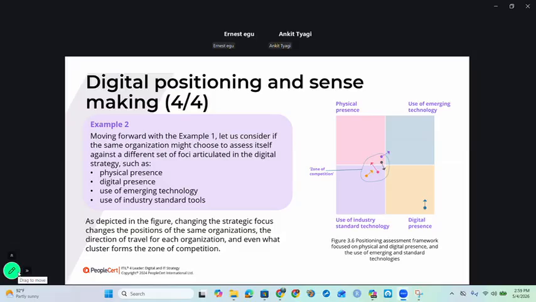Now, in this example, the strategic focus has changed, based on which the position of the organization will also change. As depicted in the figure, changing the strategic focus changes the position of the same organizations, the direction of travel for each organization, and even what cluster forms the zone of competition, right? So based on these different strategic focuses, the position of the organization changed and the direction of the organization also changed.